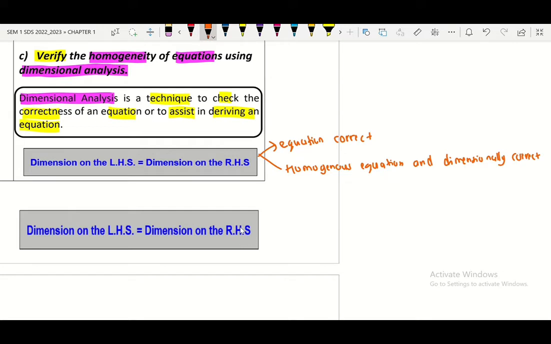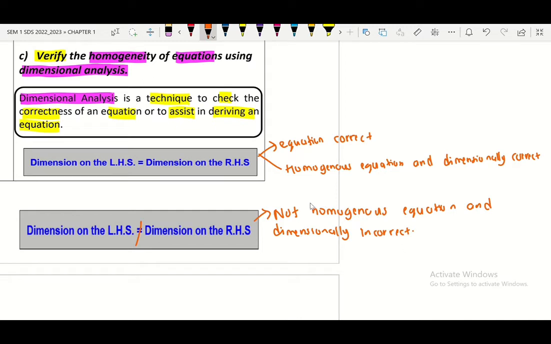What if the dimension on the left hand side and the right hand side are not the same? When they are not the same, it is an incorrect equation and not a homogeneous equation. Not a homogeneous equation, and it is dimensionally incorrect. Okay, can?